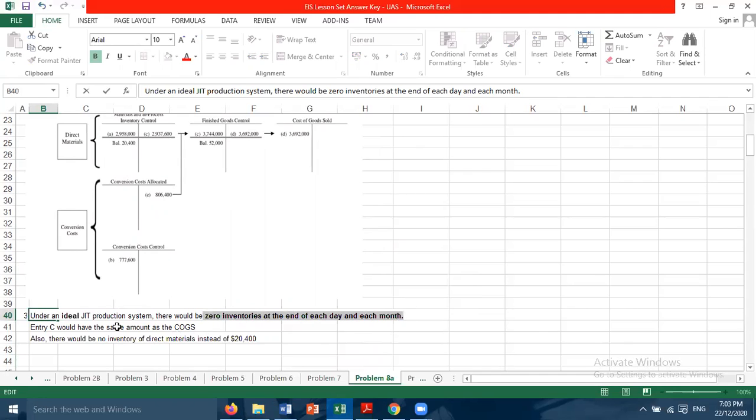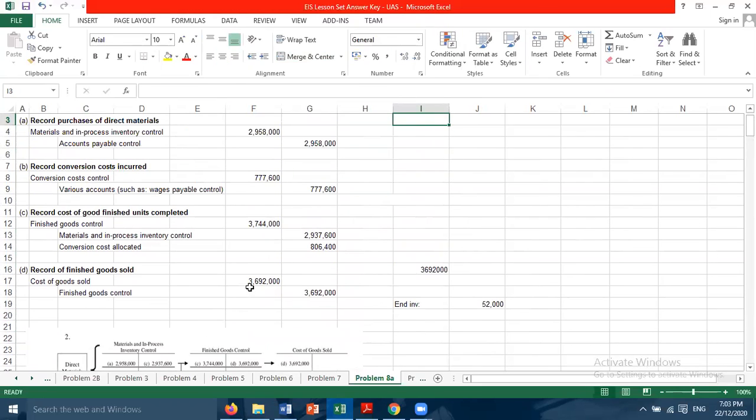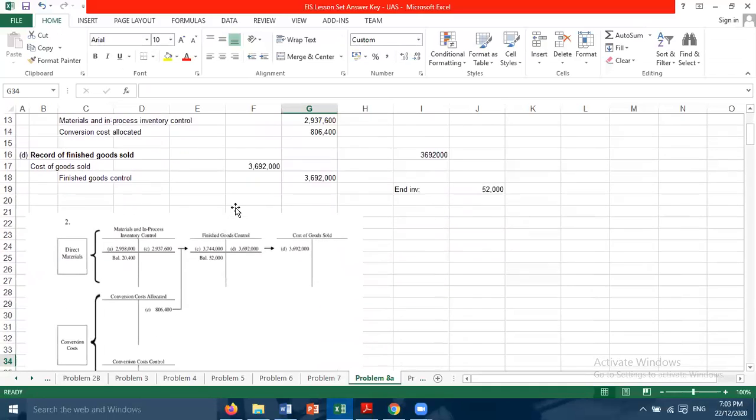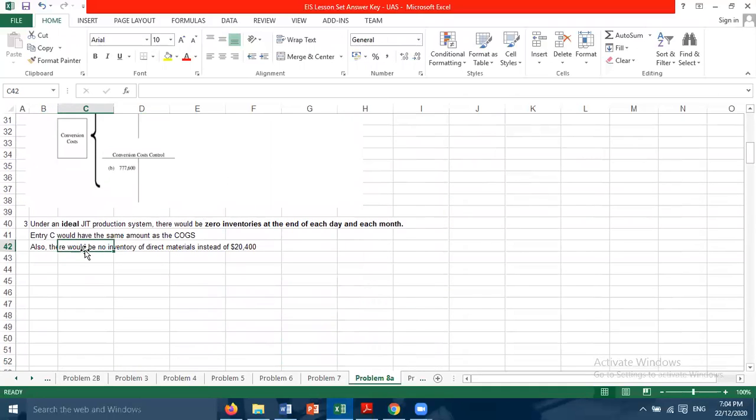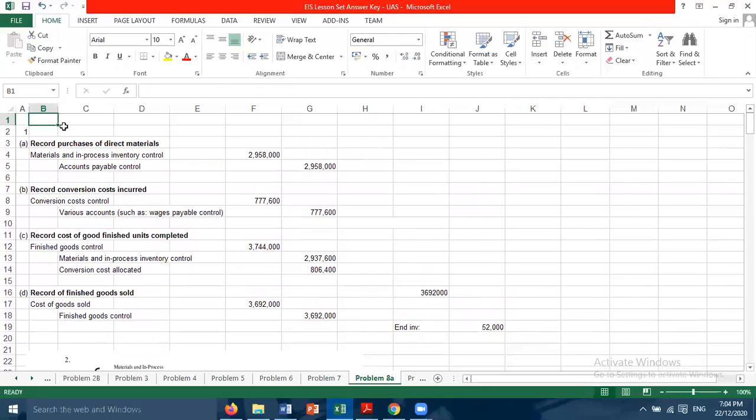What this means is that entry C would have the same amount as the cost of goods sold, and there will be no inventory for direct materials. Because, as you can see, if the cost of goods sold is not equal to the finished goods, we will have ending inventory, right? But under an ideal JIT system, there will be no ending inventory. So the cost of goods sold would have been equal to the finished goods control. And there will be no inventory of direct materials as well, since we only purchase when we need to, under an ideal JIT production system. However, real-life application is usually not ideal.